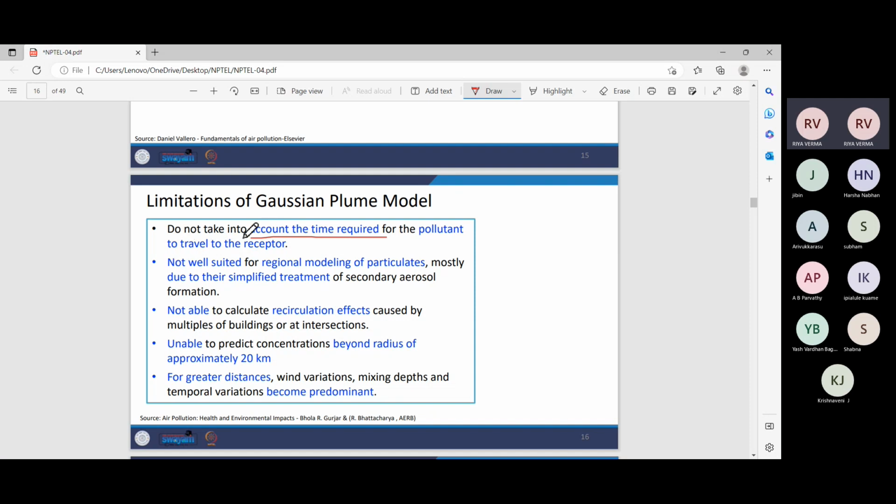Second, it is not well suited for regional modeling of particulates, mostly due to their simplified treatment. Next, it is not able to calculate recirculation effects caused by multiple buildings or at an intersection, because we are taking the terrain as flat. It is unable to predict concentration beyond a radius of approximately 20 kilometers. For greater distances, wind variations, mixing depths, and temporal variations become predominant. So that is why we are unable to predict the concentrations beyond the radius of approximately 20 kilometers.